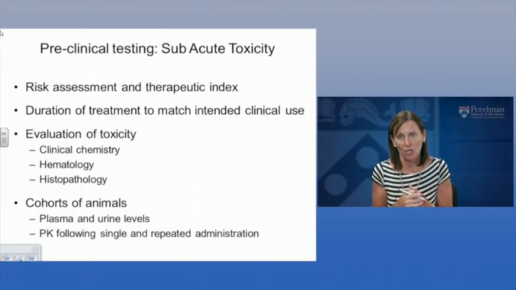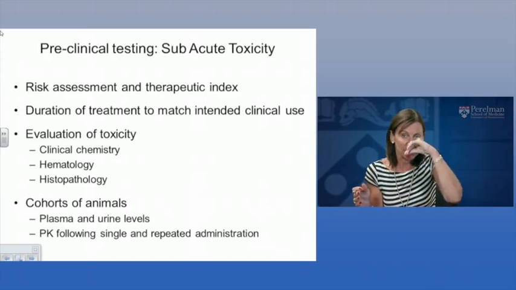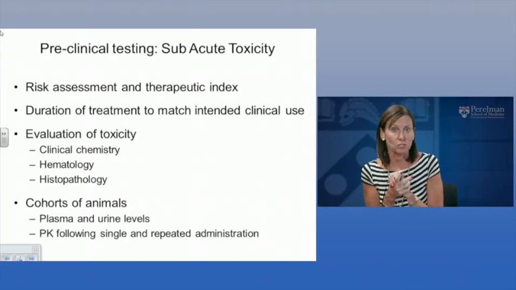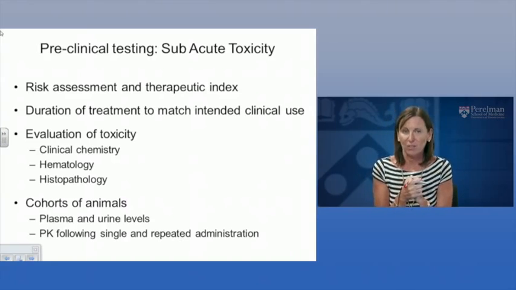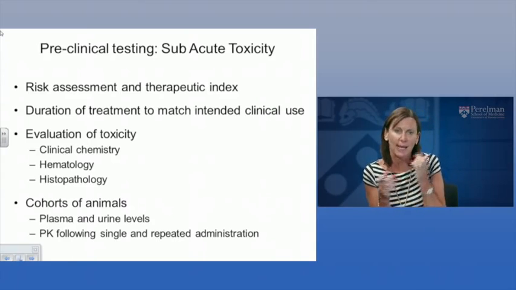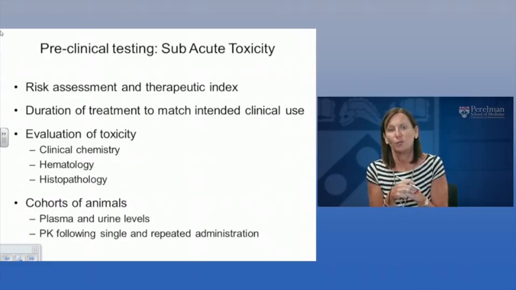And here, the subacute toxicity is really trying to hone in on the concept of risk assessment and therapeutic index. And the duration of treatment is to match the intended clinical use, as I said previously. Here you're doing your typical evaluation for toxicity. This will include clinical chemistry, such as renal function, hepatic function, etc. Hematology, that would include your white blood cell count, your red blood cell count, your platelets. Histopathology, actually sections of tissue looking for histopathologic change suggestive of toxicity.